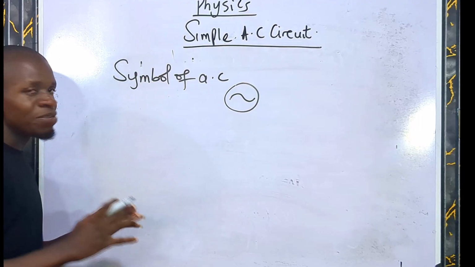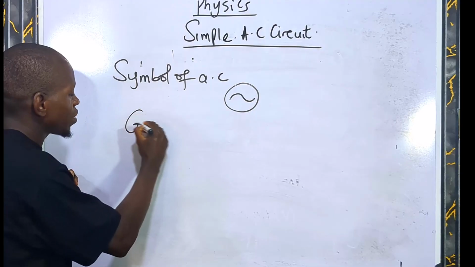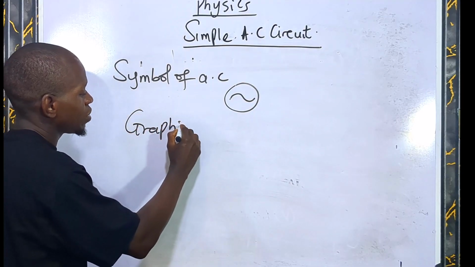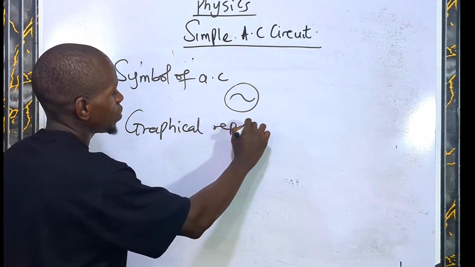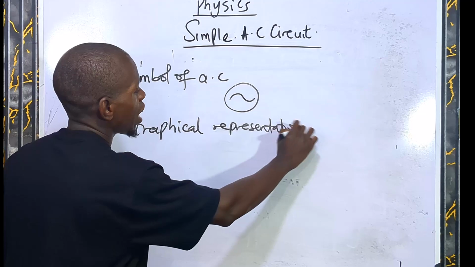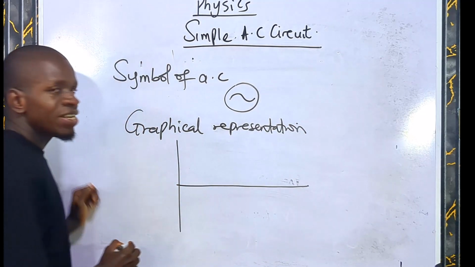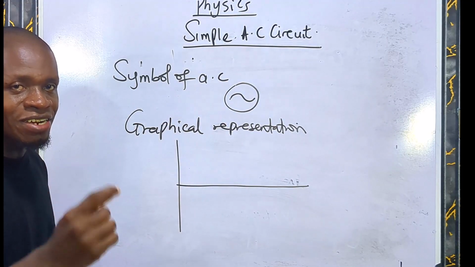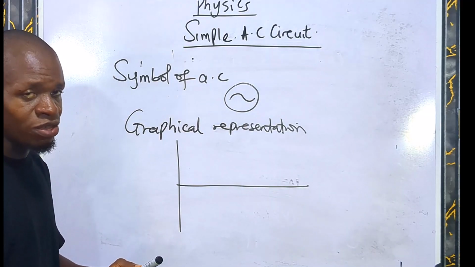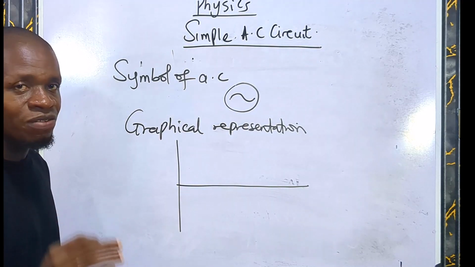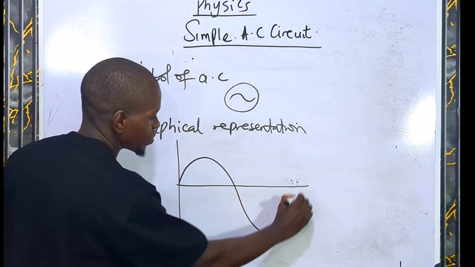But at the same time, how do we represent it graphically? In terms of the graphical representation of alternating current, we represent it using what we call the sine graph. We have so many graphs. We have the square wave graph. We have the sawtooth wave graph. But we're going to use the sine wave graph. This is our sine graph.